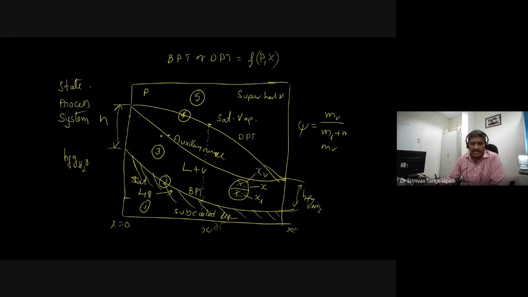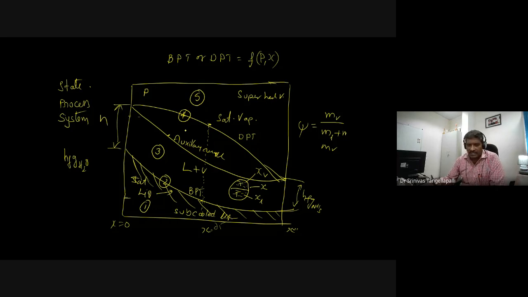But in this binary fluid system, as per the Gibbs rule, the saturation temperature, either the bubble point temperature or the dew point temperature, is a function of pressure and concentration. If I say P is equal to 2 bar and X is equal to 0.5, immediately you can either calculate or read from the graph both the bubble point temperature as well as the dew point temperature. That's fine.